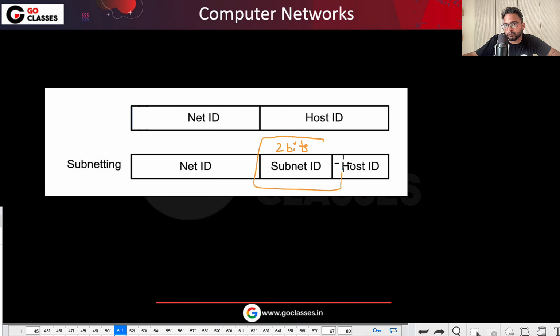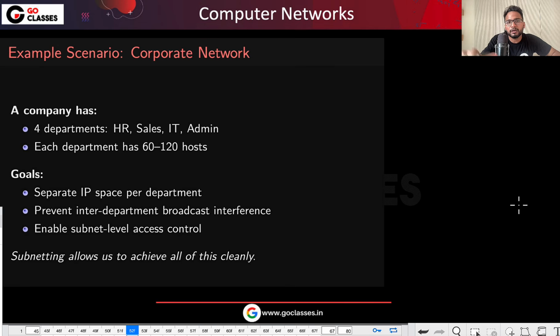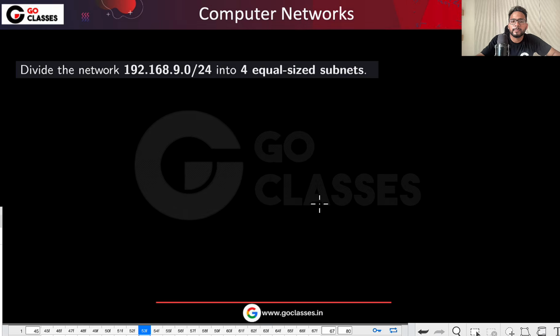But these 2 bits I need to borrow if I want 4 subnets. So how do we do it? Let's just see with the example. Suppose a company has 4 departments and each department has a few hosts. Then we can separate the departments, right? Let's just see how we do subnetting.